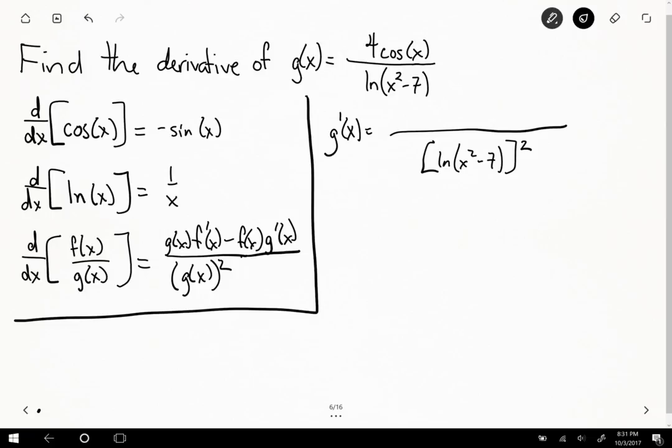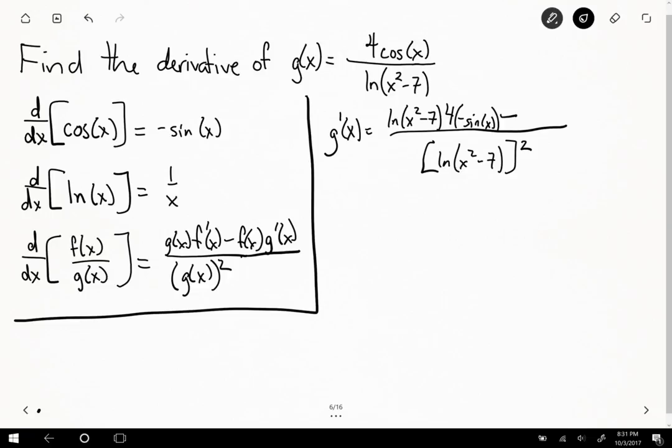Now we rewrite the denominator, natural log of x squared minus 7, times the derivative of the numerator. So the derivative of the numerator, we have a 4, right? Constants, they won't play a factor, we just leave that factor out, and then times the derivative of cosine of x, which is just negative sine of x. Okay. Then remember, numerator and denominator don't like each other, that's why there's a minus sign.